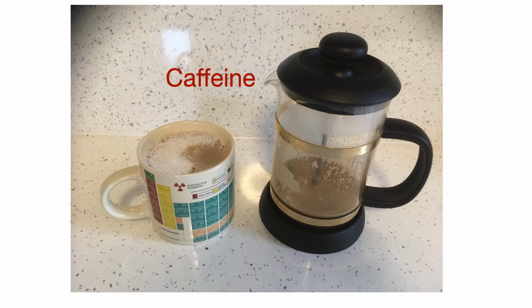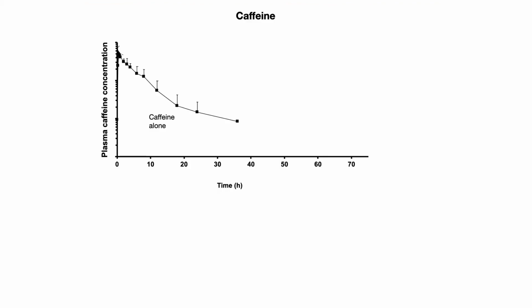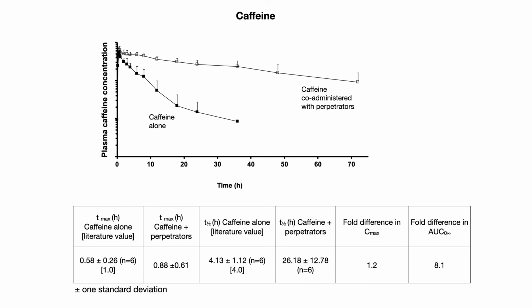My morning coffee in my nerdy mug, and we're moving on to caffeine. This is caffeine alone. This is caffeine with the perpetrators, and again you can see a very significant change in the pharmacokinetics. Let's look at the pharmacokinetic parameters. Cmax is not changed. Half-life, there's a 6.3-fold increase in the half-life of caffeine. And if we look particularly at the AUC there, that results in a just over 8-fold increase in exposure.